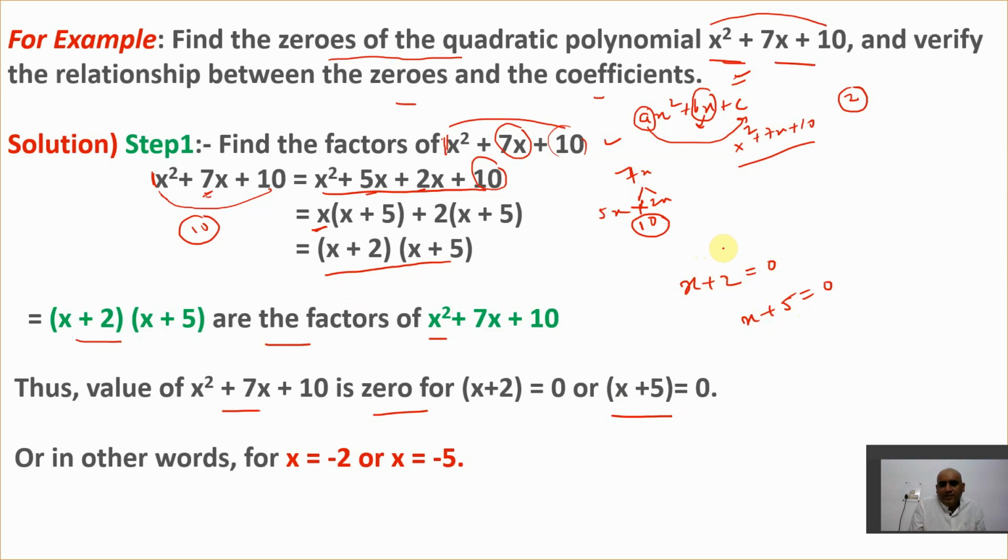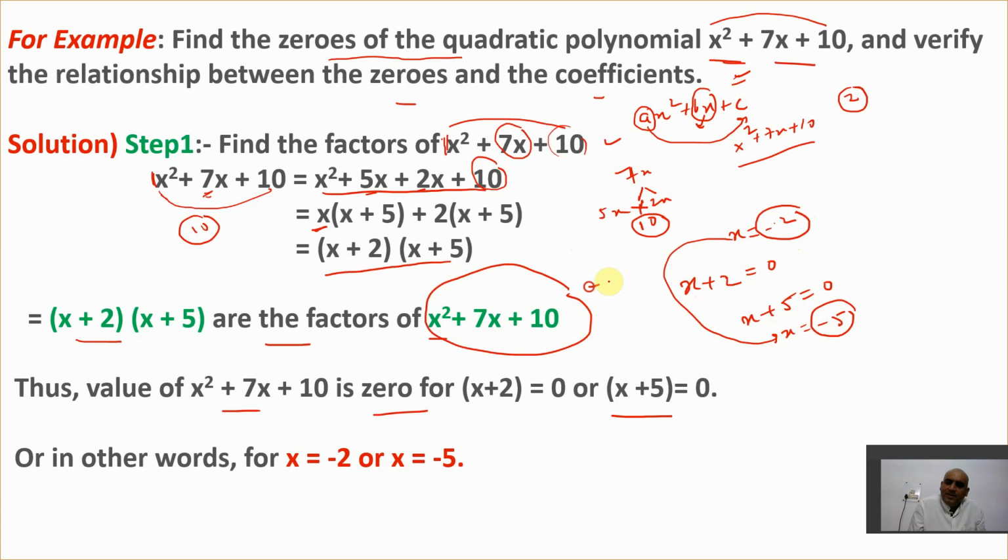Now, how do you say this? See, if x plus 2 is equal to 0, so x is equal to what? Minus 2. And for this, x is equal to what? Minus 5. That means on these two values of x, minus 2 and minus 5, the equation x square plus 7x plus 10 will become what? Zero. That means these two values are called the zeros of this particular quadratic equation x square plus 7x plus 10. I hope you get this point.